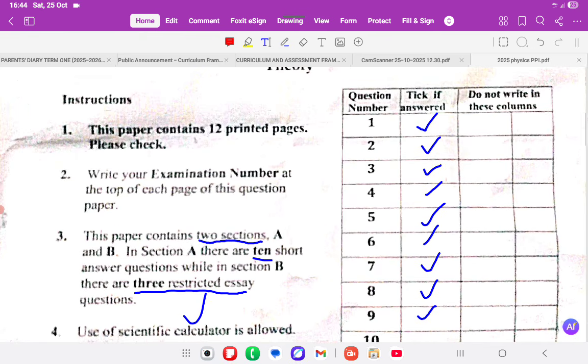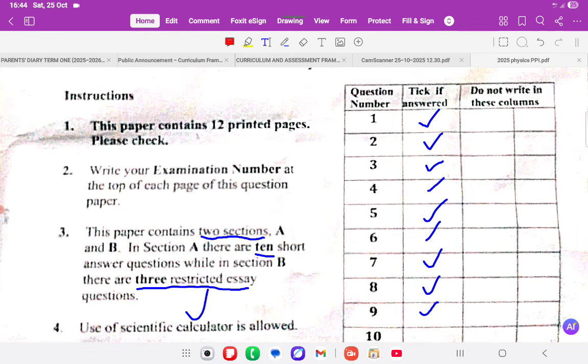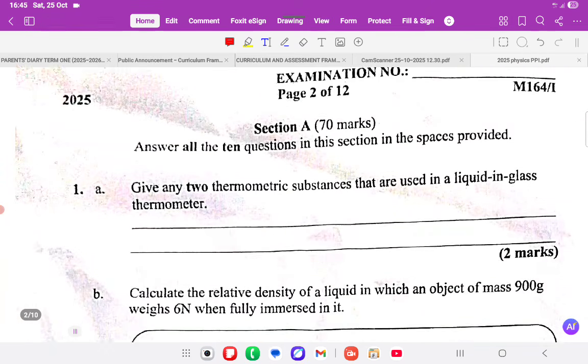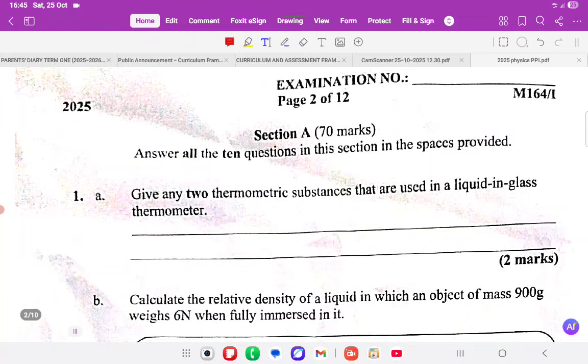You are not supposed to write in the last 2 columns. This is where the examiners, the people marking your paper, will record the marks for each question. So this is the structure of the paper. Without much ado, let's go to section A of this paper.